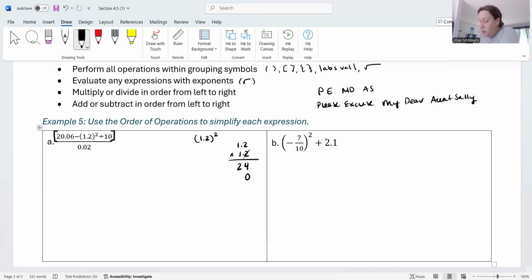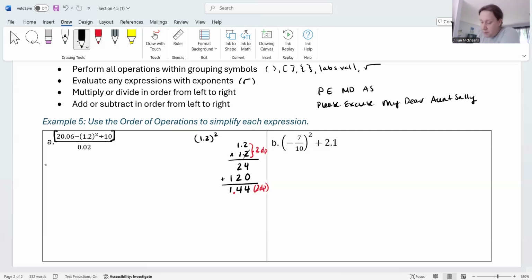So I'm going to put my 0 placeholder and then multiply everything by 1. So 1 times 2 is 2. 1 times 1 is 1. I need to add my partial products. So 4 plus 0 is 4. 2 plus 2 is 4. There's nothing to add to the 1, so I just drop it down. And remember, we look at the sum of the decimal places in our factors. We have 2 decimal places. That tells me I need 2 decimal places in my product, okay? So my product for 1.2 squared is 1.44.